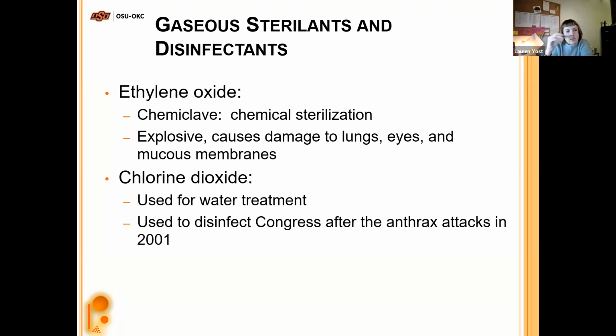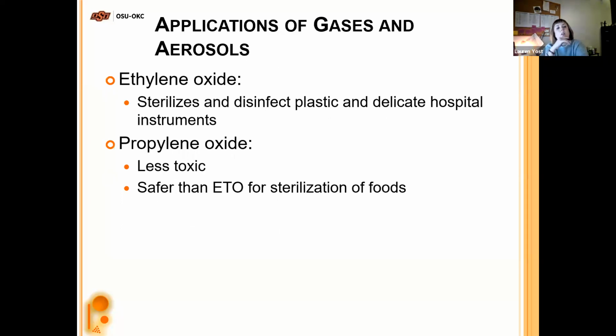The gaseous sterilants, things that we might want to put into a room, large things to sterilize them, we would use ethylene oxide. That's what we call a chemiclave. It's like an autoclave, but using chemicals instead of steam. Ethylene oxide is explosive, and it causes damage to lungs, eyes, and mucous membranes, so you don't want to use it too much around people. Chlorine dioxide is also used. They used it to disinfect all of Congress after the anthrax attacks in order to make it safe for people to be in there.